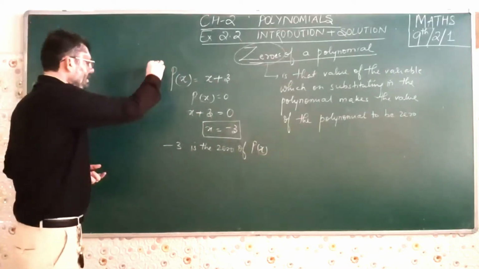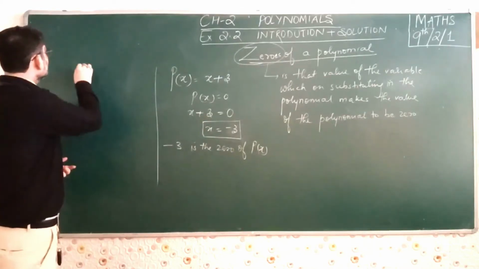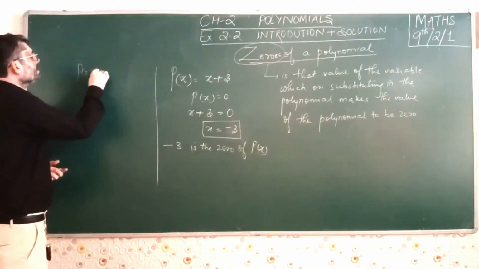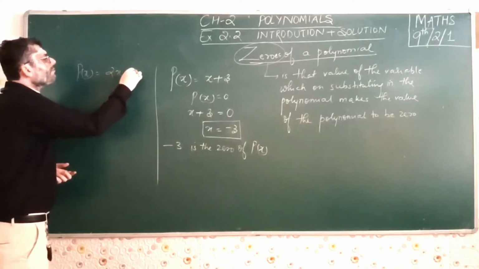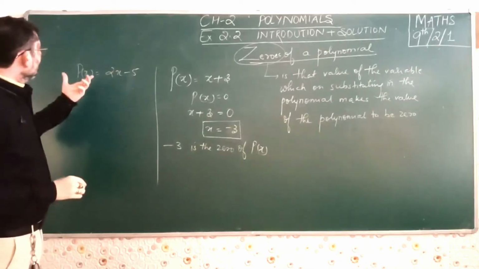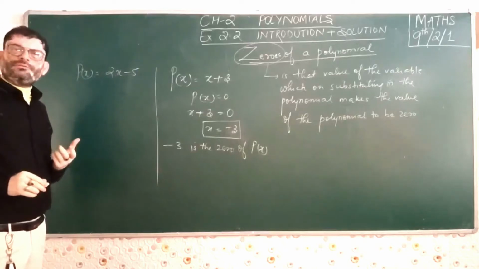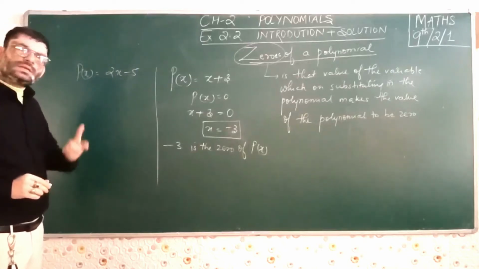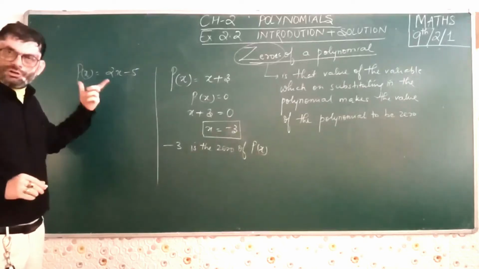We can take one more example if we want. Suppose we are given that p of x is equal to 2x minus 5. The polynomial is p of x is equal to 2x minus 5, and we need to find the 0 of this polynomial.